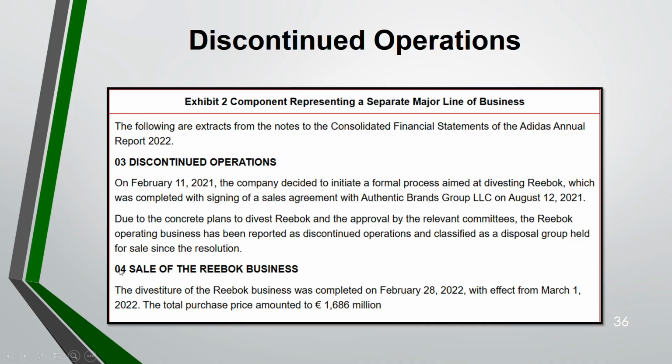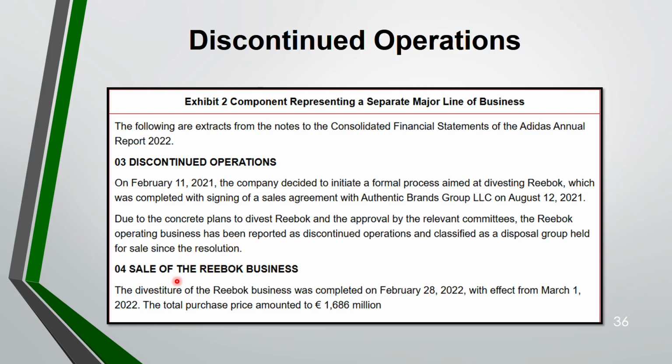Next is Exhibit 2. In Exhibit 2, this is a component representing a separate major line of business. So here, let's see the notes for discontinued operation. On such and such a date, the company began a formal process aimed at divesting Reebok, which was completed with the signing of a sales agreement with Authentic Brands Group on August 12th. Due to the concrete plan to divest and the approval, the operating business has been reported as a discontinued operation and will be classified as a disposal group held for sale since dissolution.